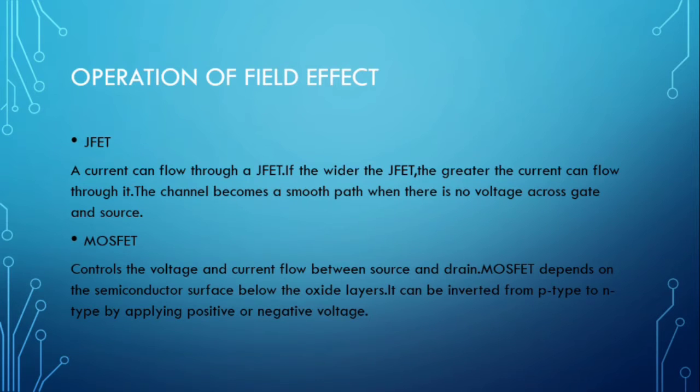type. Operation of field effect for JFET is that current can flow through a JFET. The wider the JFET channel, the greater the current that can flow through it. The channel becomes a small pipe when there is no voltage across gate and source. For MOSFET, the voltage controls the current flow between source and drain. MOSFET depends on the semiconductor surface below the oxide layer. It can be inverted from P-type to N-type by applying positive or negative voltage.